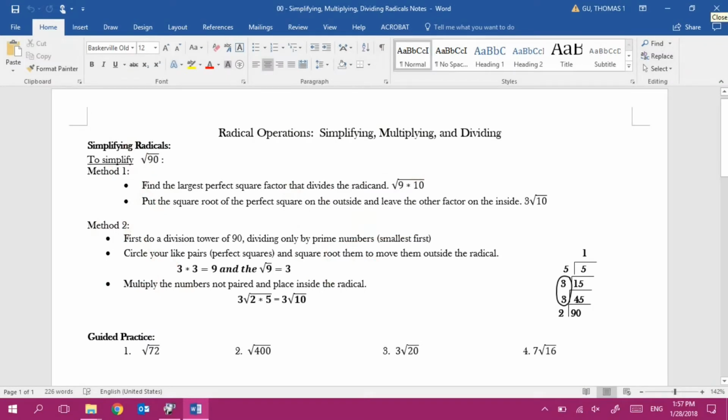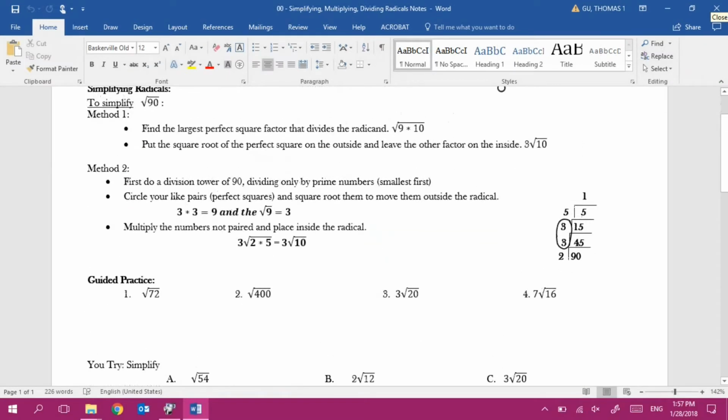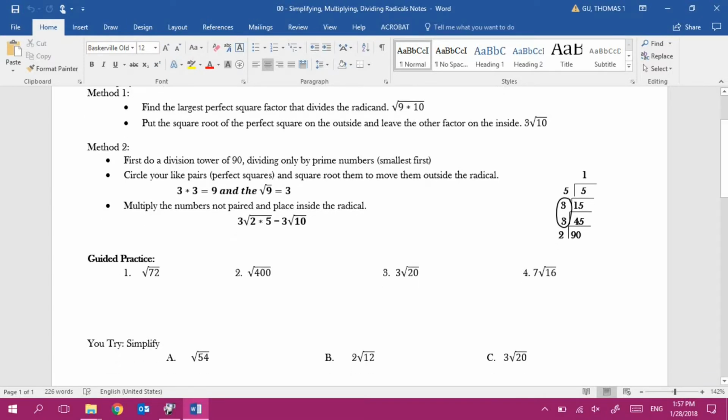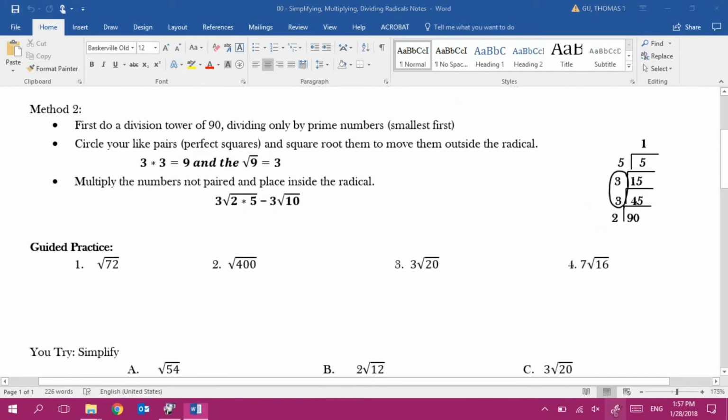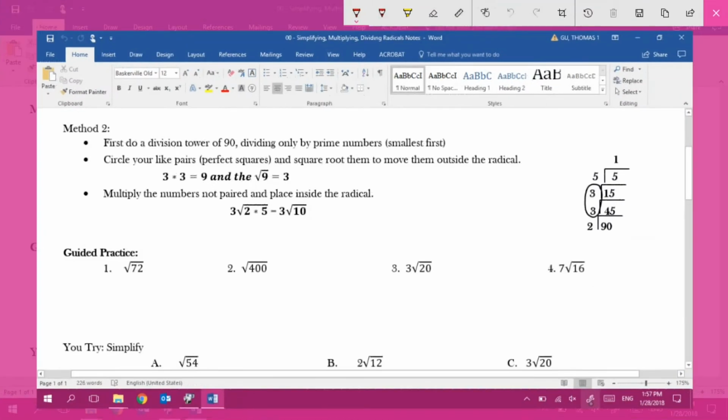So now we're going to do some guided practice, and I'm going to show you just how to do these. So look at number 1. For number 1, I'm going to zoom this in a little bit. Number 1, we've got the square root of 72. So first method I'm going to do is the upside down division. 72. What number goes into this? 2. Then that's 36. What goes into 36? 2. Then we have 18. What goes into that? 2. What goes into 18? That's 9. 3. And then 3 and 3. And we're done because there's the 1.